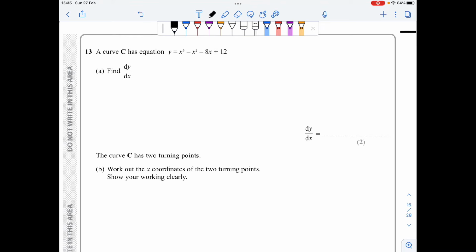For part A, I will differentiate. To differentiate x cubed, just bring the power down. That's 3x, reduce the power by 1. So 3x squared minus, again, bring the power down, 2 times x to the power of 1 now, no need to write it. And then minus 8x to the 0, no need to write the x to the 0. And that's the answer for part A.